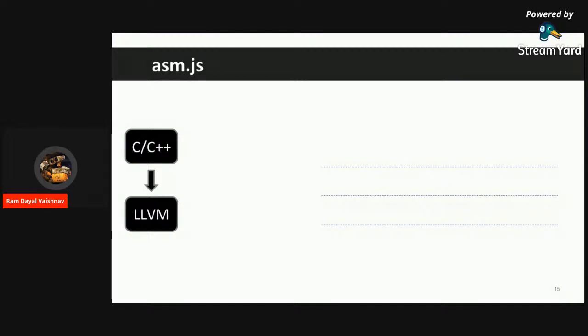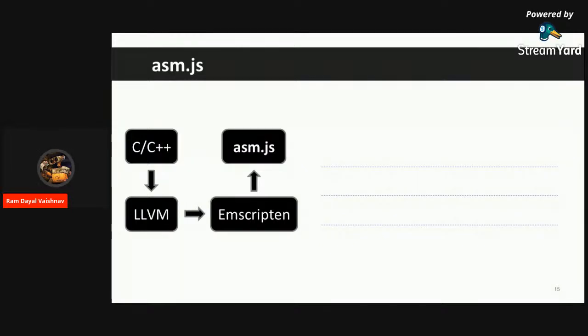Now LLVM can create any intermediate code and we can give it to Emscripten, which then finally produces the asm.js code. So you don't really have to learn more about LLVM and Emscripten. For the sake of simplicity, I'll skip that part. But what you learned is we were able to create asm.js from C++.